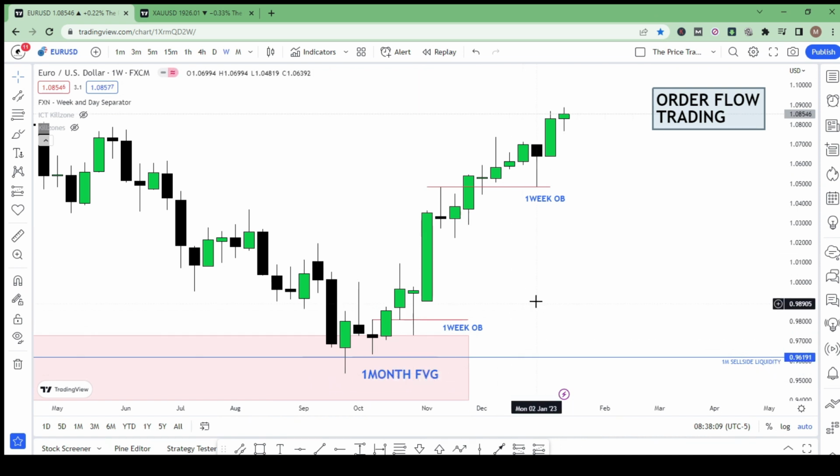once it hit this monthly imbalance, it took out liquidity inside the monthly imbalance. Now the order flow shifted from this level. So this is a key level. You find that order flow now starts shifting from that level.